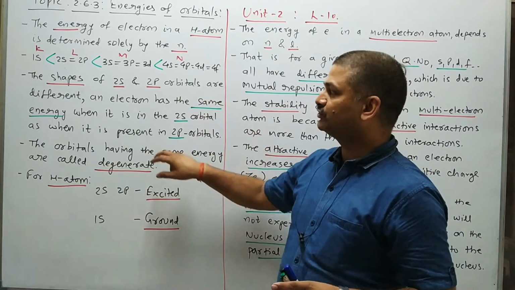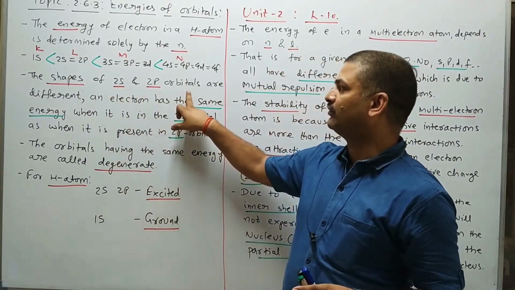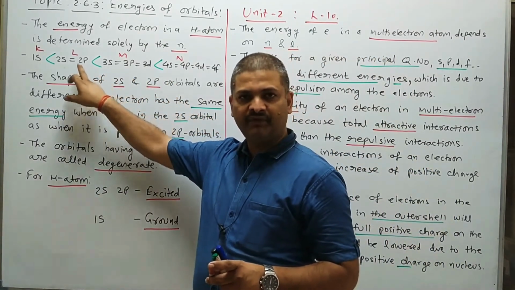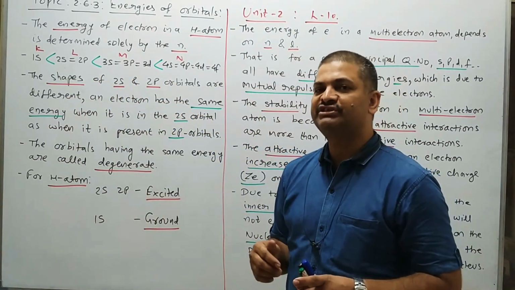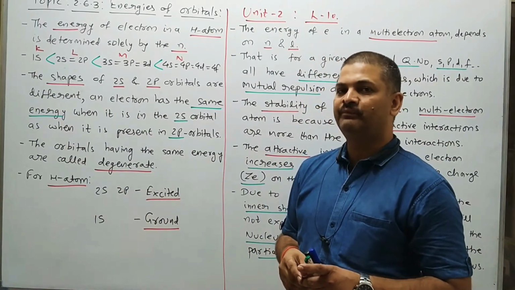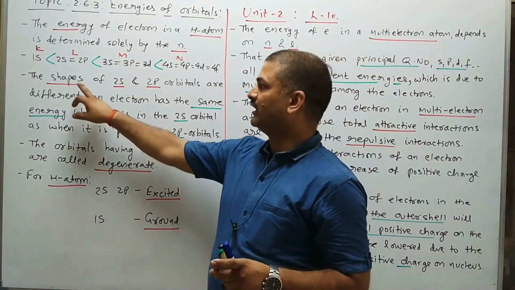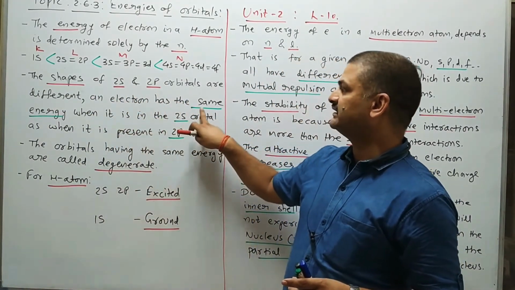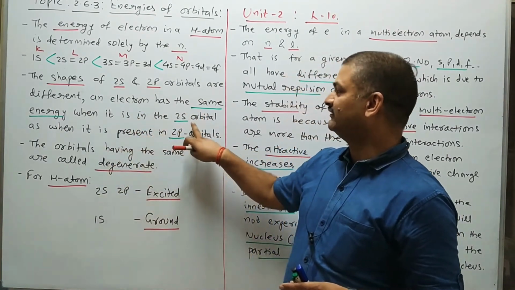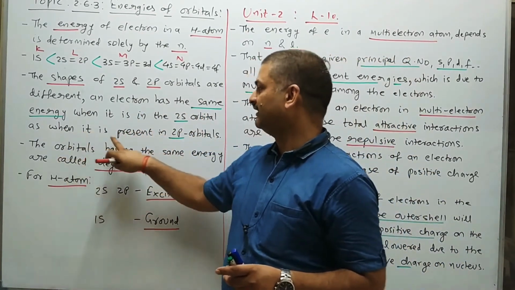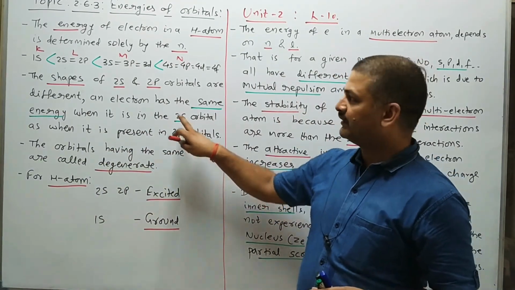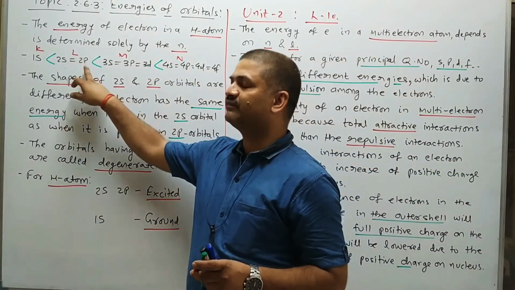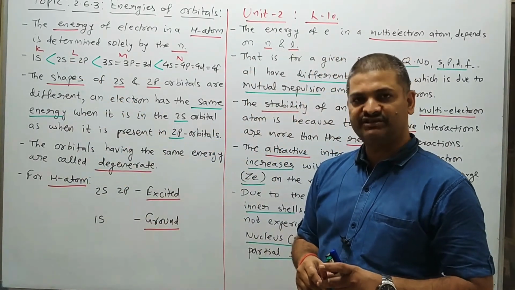Clear? Now next one: the shapes of the 2s and 2p orbitals are different. The energy will remain the same, but the shapes are different because shape is related to the angular quantum number. An electron has the same energy when it is in the 2s orbital as when it is present in the 2p orbital. I have already told you that if your electron is in s as well as p, their energy will remain the same.